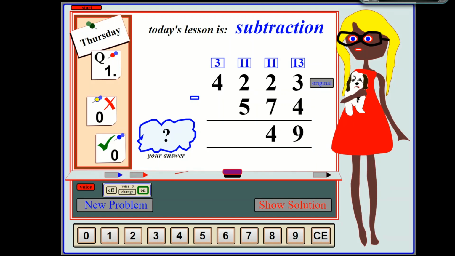5 is larger than 1, so we shift 10 across to the 1. 11 take away 5 leads to 6. Our final step is 3 minus 0. So this answer begins with 3.